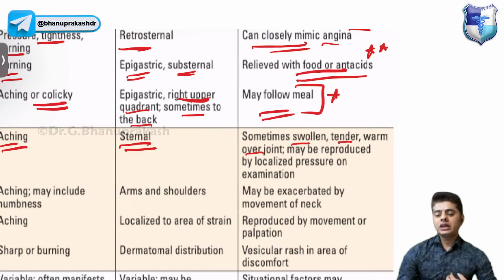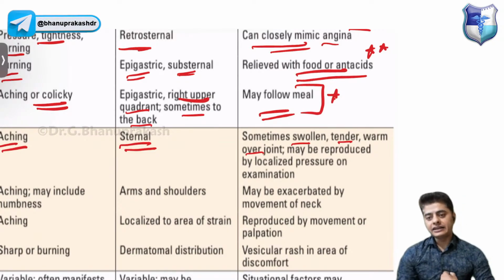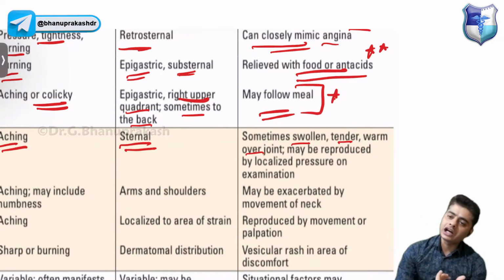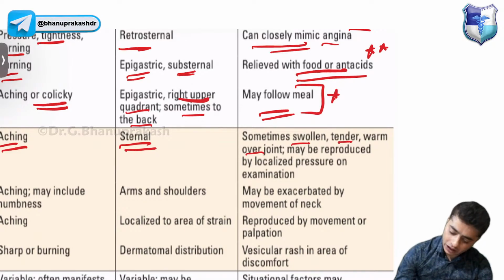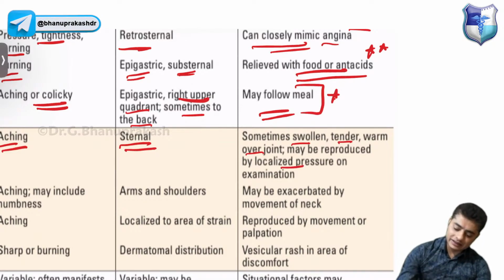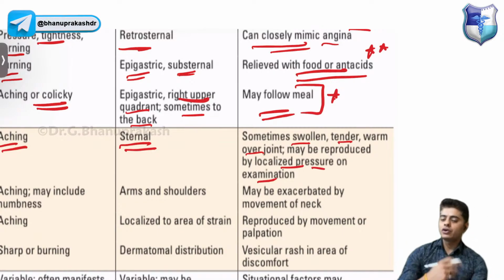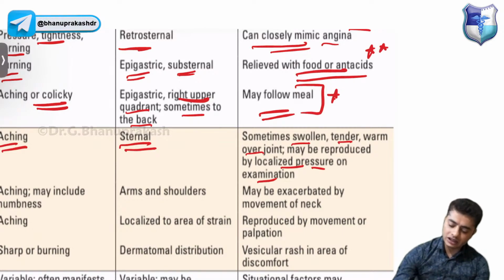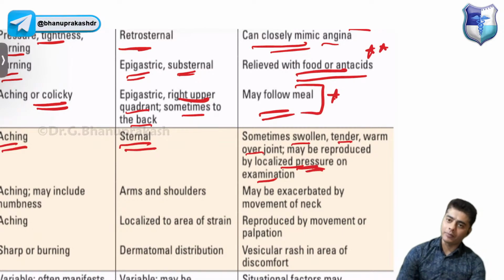Suppose if this point of costochondritis is there, then there will be some inflammation there. Redness, tenderness, warmth. And on touching, on localizing it, the pain can be reproduced. Because in MI, if you touch, the pain can't be reproduced. But in costochondritis, if you touch, you can reproduce the pain. So that's how you can differentiate between costochondritis and MI.